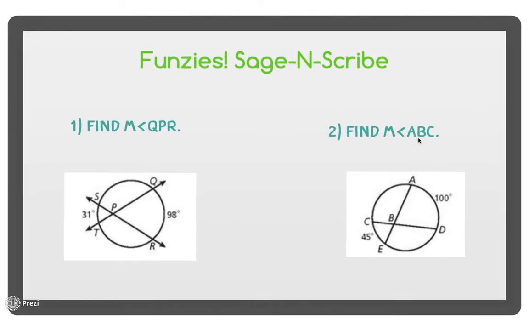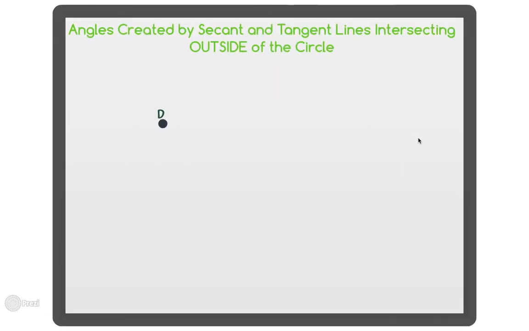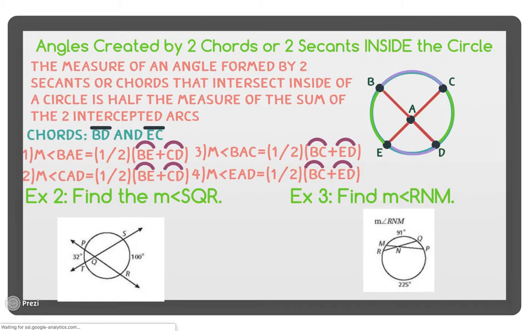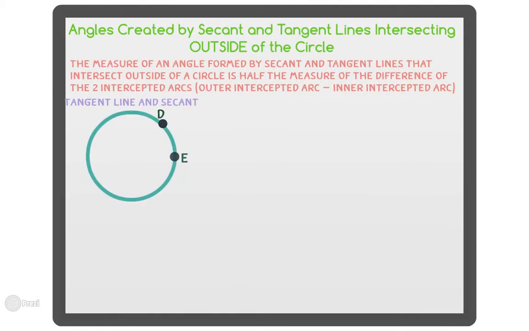Oh man, you guys thought we were done. We're not done, because there's one more property we need to talk about. This time we're going to talk about angles that are created by secant and tangent lines intersecting outside of the circle this time. Before, they were intersecting inside the circle. Now they're going to be intersecting outside the circle, so be careful.